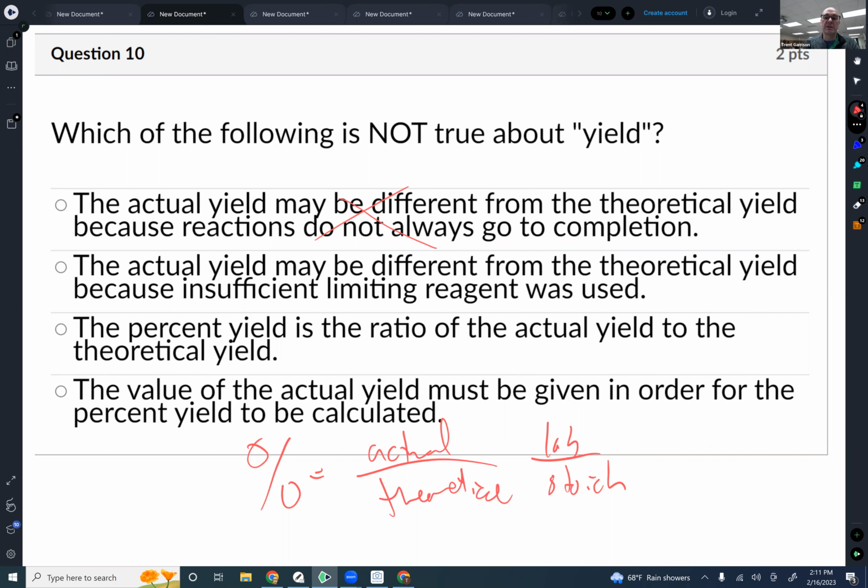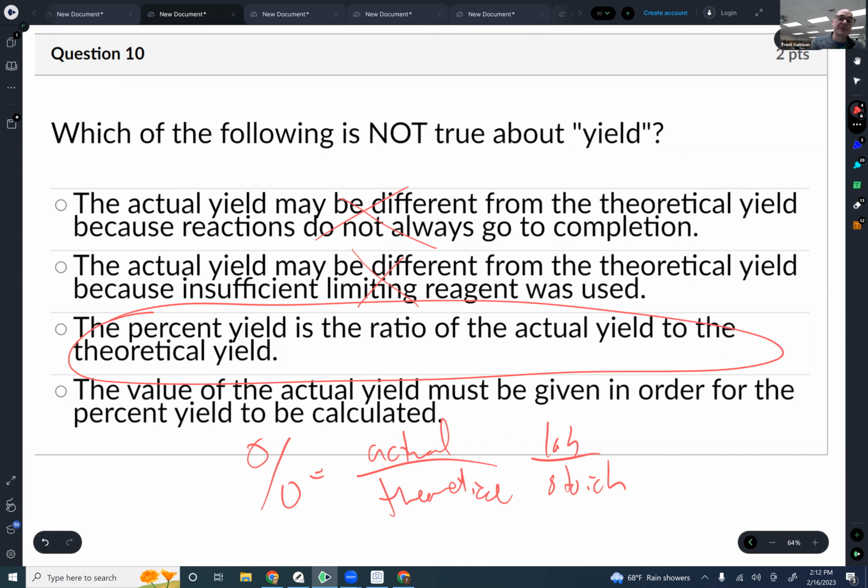Well, that's not true. The actual yield may be different from the theoretical because insufficient limiting reactant. All right. The percent yield is the ratio of the actual to the theoretical. That is correct. That one is guaranteed to be correct. The value of the actual yield must be given in order for the percent yield to be calculated. That is correct. So it's got to be one of these two that I have messed up on here that we need to reread.